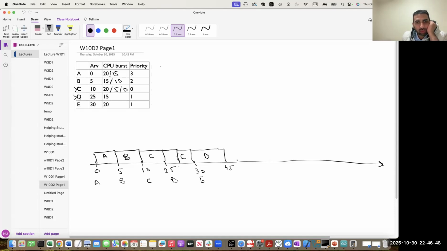Now I need to select between A, B, and E. Now E has the highest priority, and I allow it to run. It has 20 CPU burst, so it runs up to 65, right? Now I am done with E and I need to choose between A and B. So B has the highest priority and its remaining burst time is 10, so it runs up to 75. Then B is also done and I have only one candidate, which is A. So A runs for 15 time units, so it ends at 90, right?